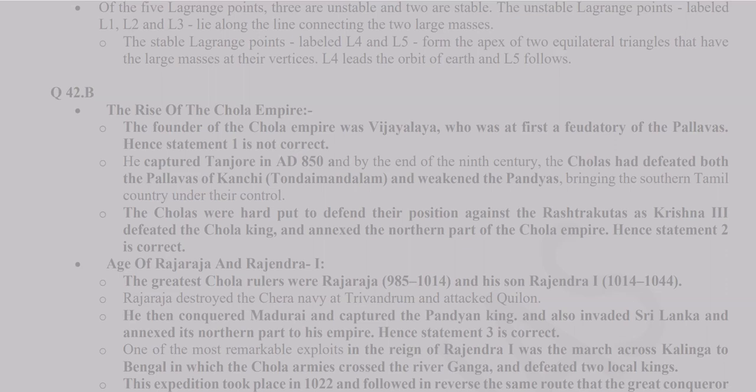Of the 5 Lagrange points, 3 are unstable and 2 are stable. The unstable Lagrange points labeled L1, L2 and L3 lie along the line connecting the two large masses. The stable Lagrange points labeled L4 and L5 form the apex of two equilateral triangles that have the large masses at their vertices. L4 leads the orbit of Earth and L5 follows.